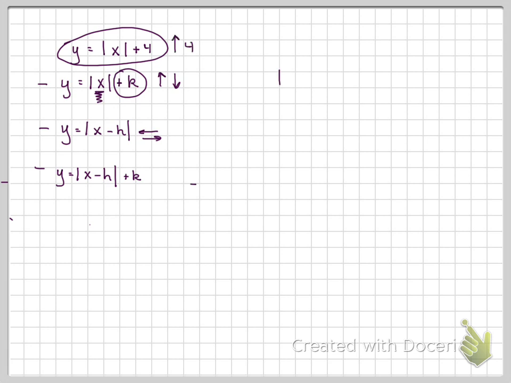So the parent function, remember, is very, very easy to graph. You've got your vertex at the middle, and you've got a perfect V. Okay? Now what we're doing is moving the vertex up 4 and then regraphing the whole entire graph. Okay? So 1, 2, 3, 4. And from that point, our graph will come out as a perfect V. Okay? Very, very easy.